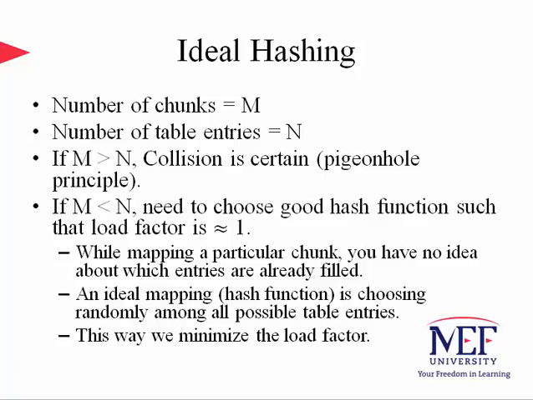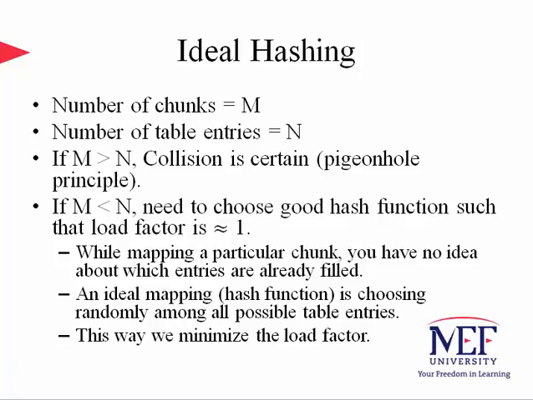Ideal hash mapping is a perfectly balanced hashing algorithm. Let m be the number of chunks and n be the number of entries in the index table. As we mentioned earlier, if m is greater than n, collision is certain by the pigeonhole principle. In other words, the probability of collision is 1. We define the load factor to be the average number of chunks falling onto the same hash value. In other words, it's the actual average number of the collided indexes. So if m is less than n, we would like a practical good hash function to have load factor close to 1. In other words, low collision probability.